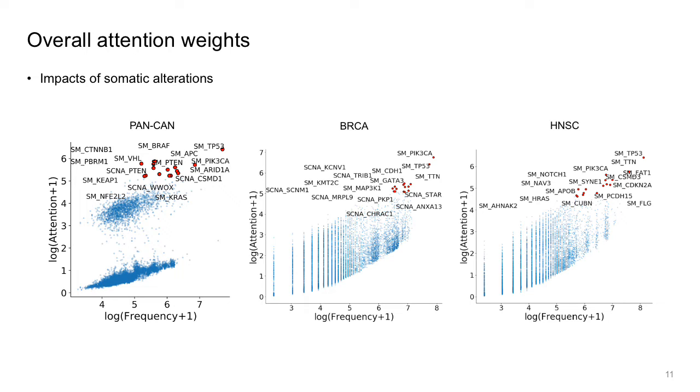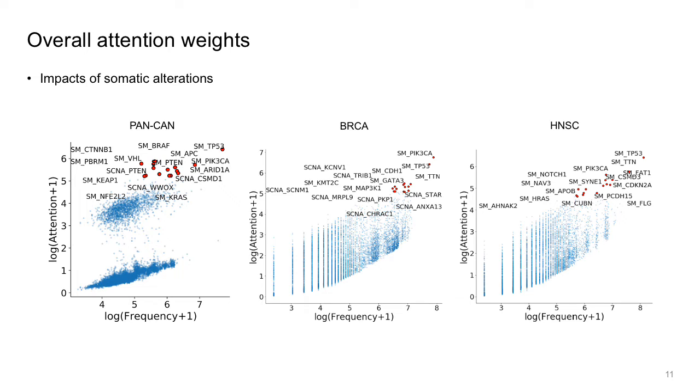Then we take a closer look into the attention weights. Here we show both the attention weights and the frequency of each mutation in pan-cancer analysis, and we can see overall they have some correlations, especially for the top ones. For example, TP53 and PIK3CA.